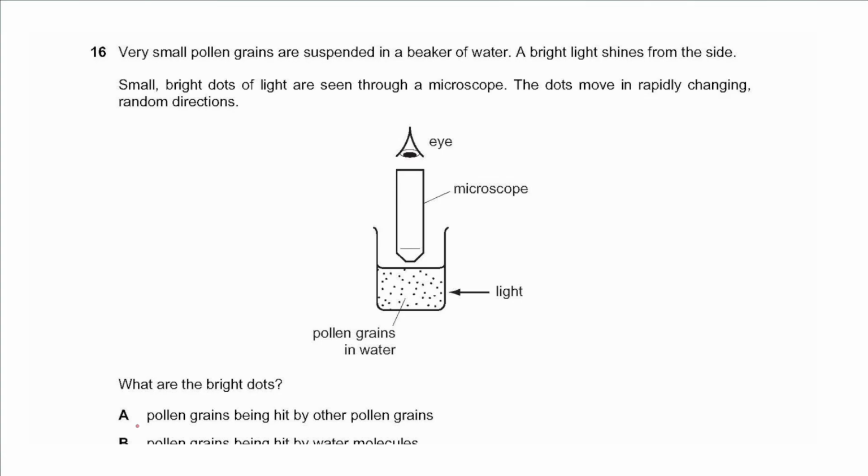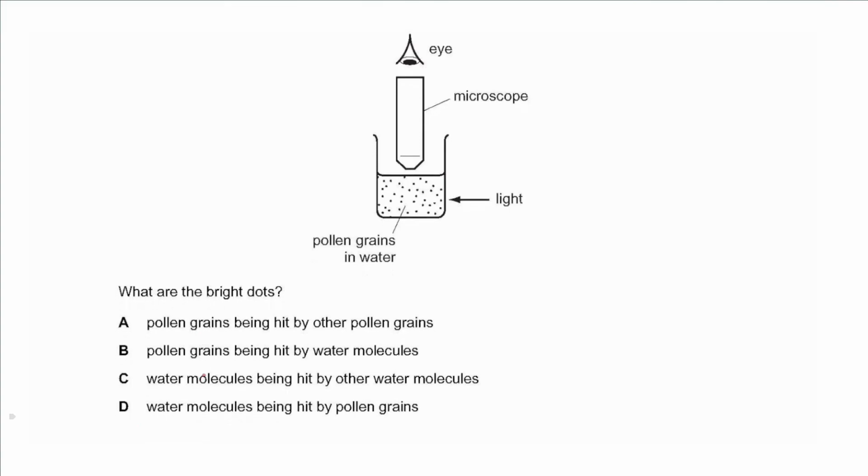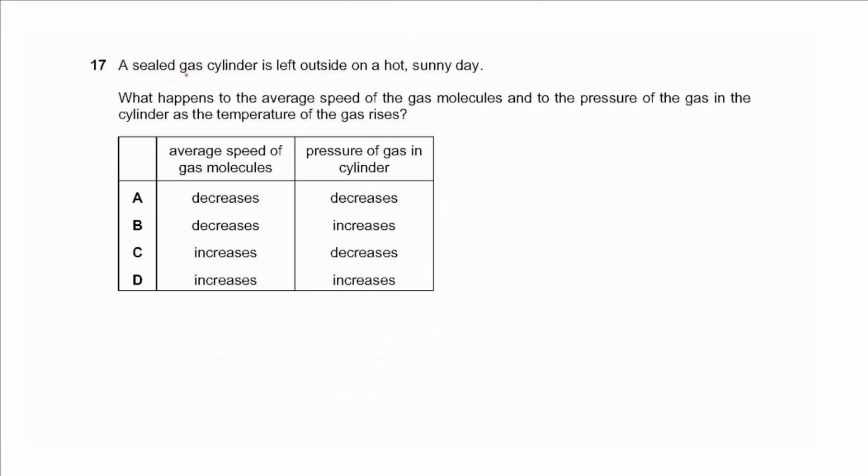Question 16 says very small pollen grains are suspended in a beaker of water. A bright light shines from the side. Small bright dots of light are seen through a microscope. The dots move in rapidly changing random directions. What are the bright dots? That would be the pollen grains, not the water molecules. You cannot see water molecules using this microscope. So it is pollen grains being hit, not by other pollen grains, but by water molecules. So we choose B.